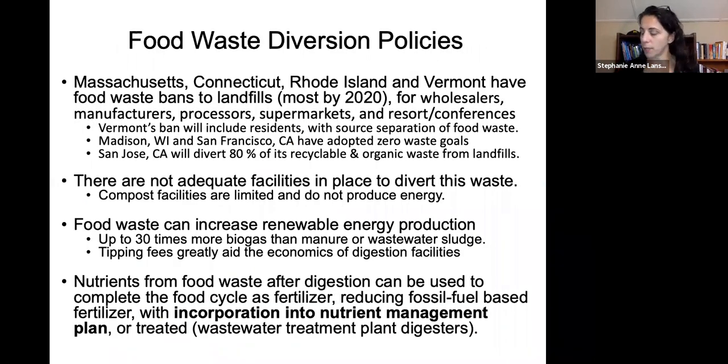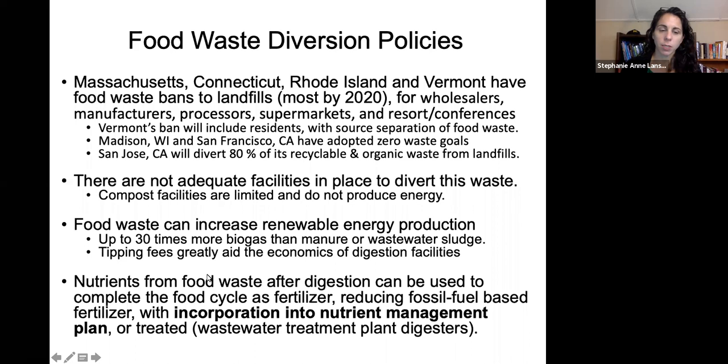So if we think about food waste and food waste diversion, again, Massachusetts, Connecticut, Rhode Island, and Vermont have food waste bans. Mostly they were supposed to come into effect this year. I'm not sure if they're still there because of COVID. But with Vermont, it includes residents to source separate, so that food waste could go to food waste composting or could go to digestion. Again, there's some other cities that have had zero waste goals for food waste. But right now, there's not adequate facilities. We don't have as many compost facilities or digestion facilities to do those. But again, it can increase it a lot.